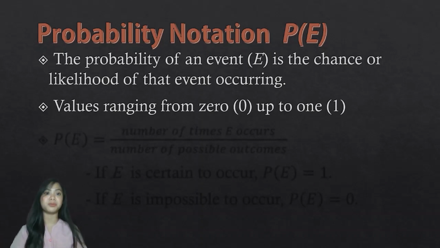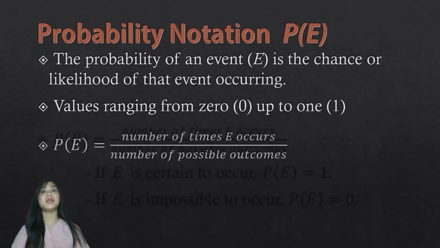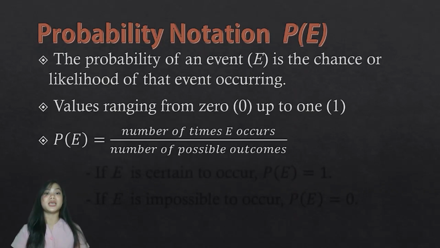How can we compute that probability? The probability of an event is equal to the number of times that E occurs, divided by the total number of possible outcomes. So the probability just represents a fraction. That is why the value will just range from 0 to 1.